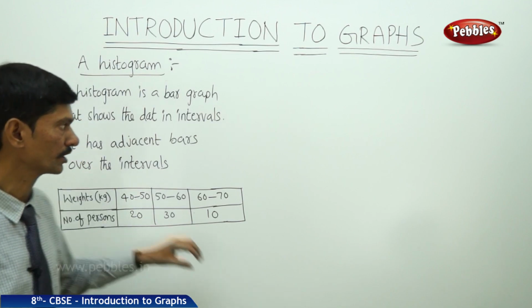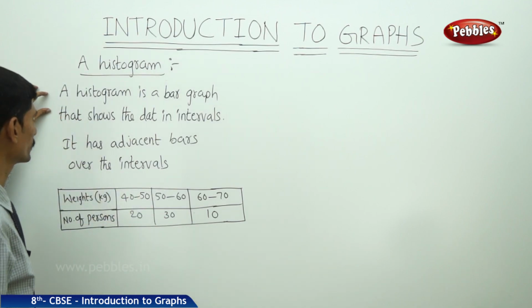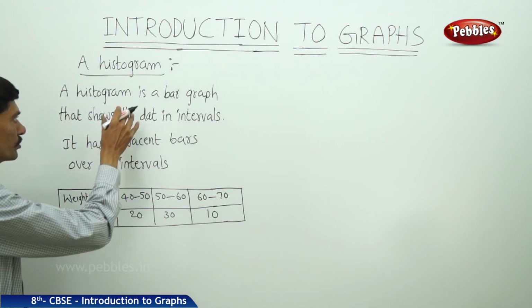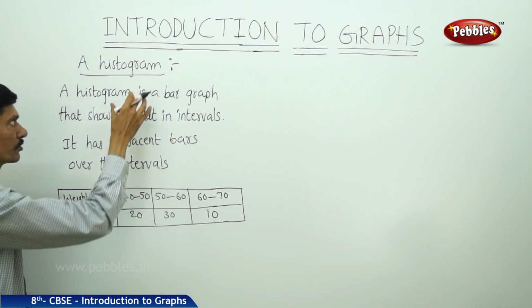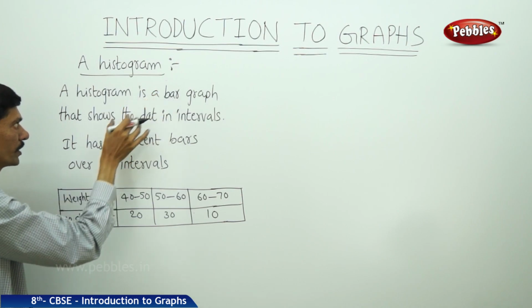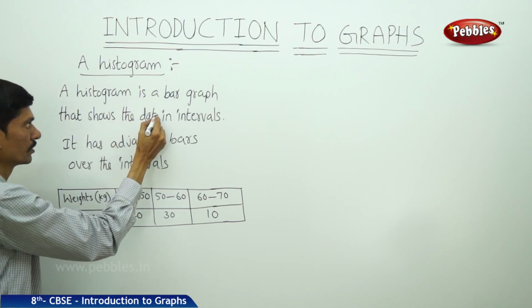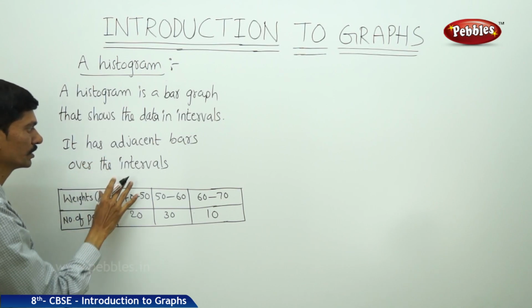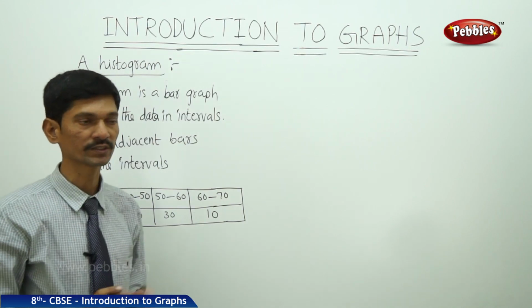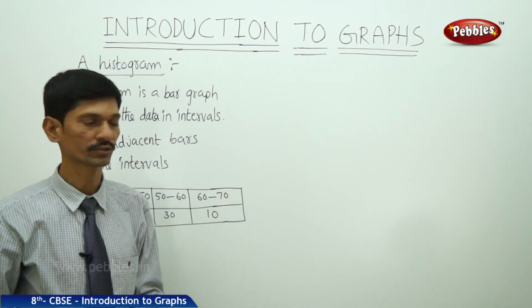Let us see the next type of graphical representation, that is a histogram. A histogram is a bar graph that shows the data in intervals. A histogram is also a bar graph, but it shows the data in intervals and it has adjacent bars over the intervals. Now let us see what is the difference between a bar graph and a histogram.